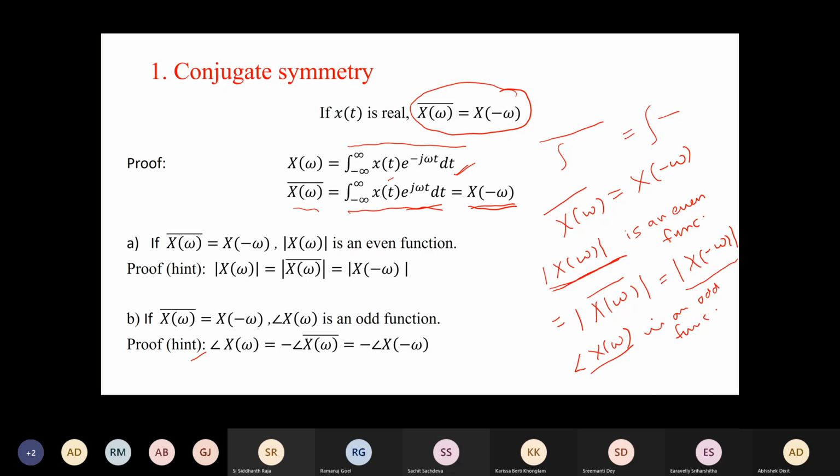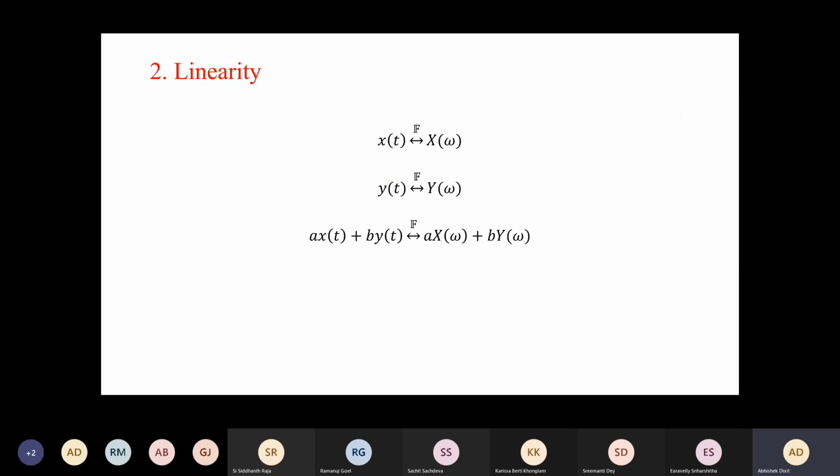Okay, so we are done with this. Some properties are simple and I will just skip them. For example, linearity. It's a very simple property. And linearity will be true for Fourier transforms, right? That's why we are studying the Fourier transforms for linear systems.